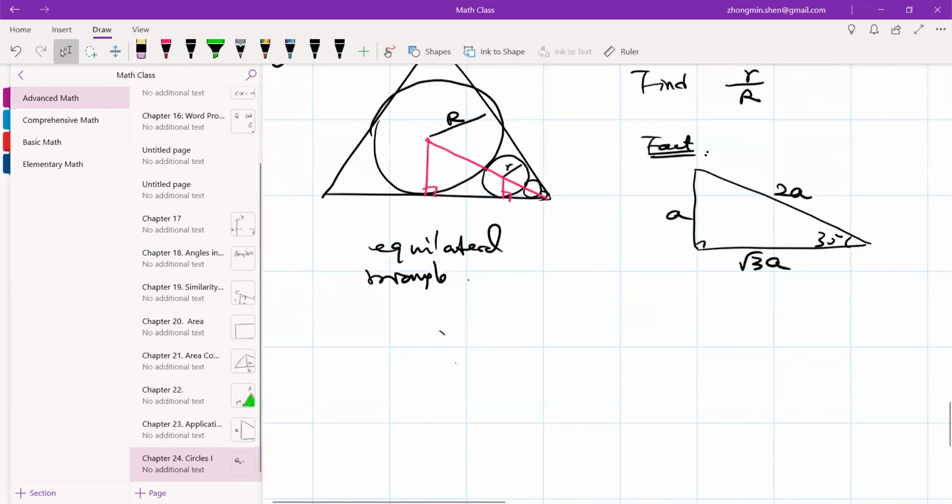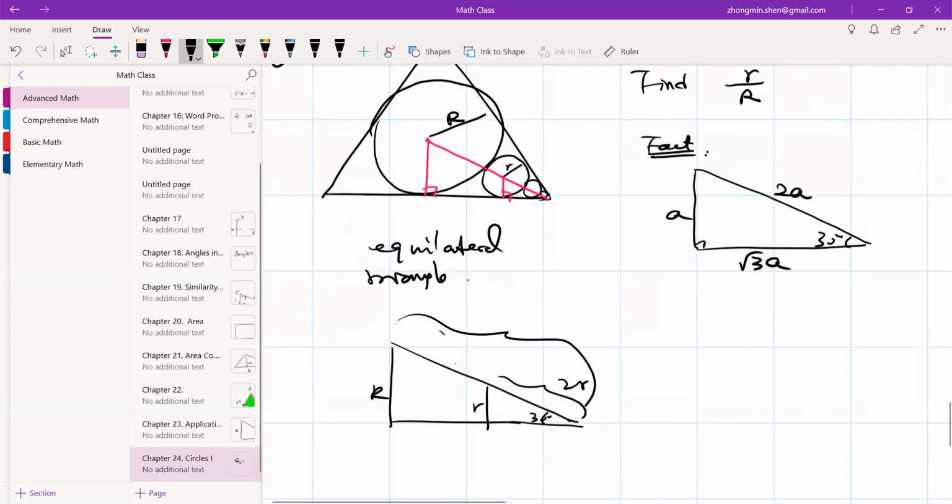Right. So what kind of triangle am I going to get here? I'm going to get this triangle. Okay, so this is a capital R. This is a little r, right? Here's 30 degrees. So if this is capital R, then 30 degrees, then this must be 2R. This must be 2 capital R, right? And this is a little r. So can I find a relationship between them?